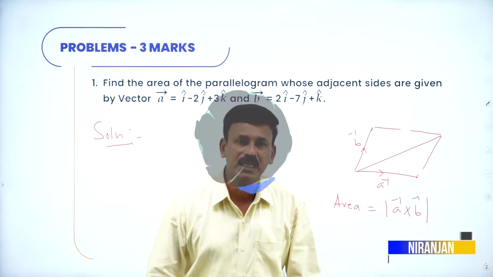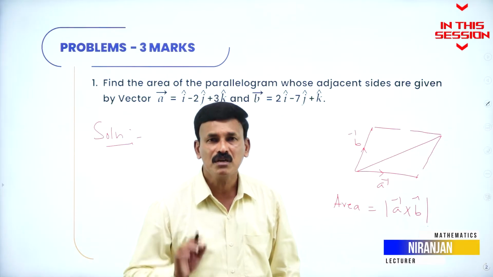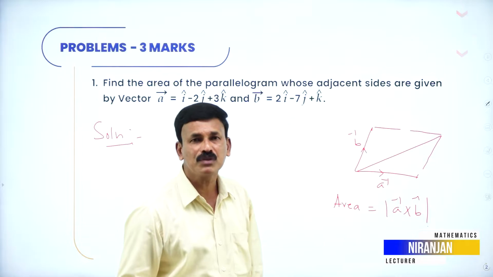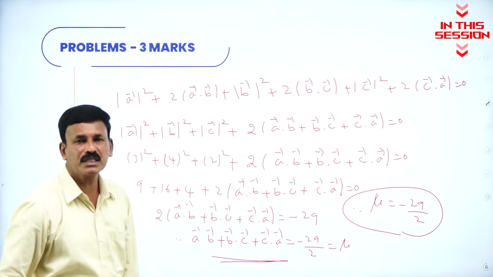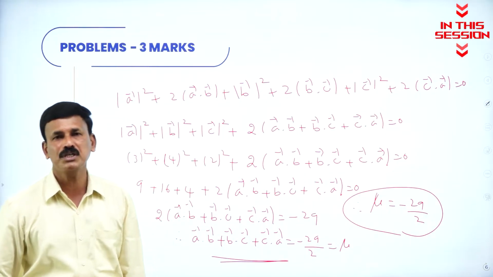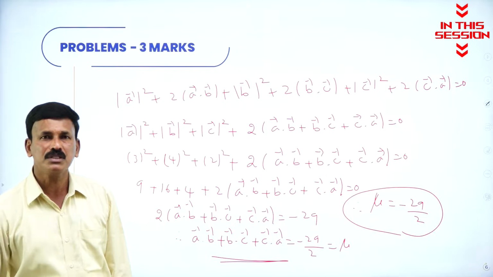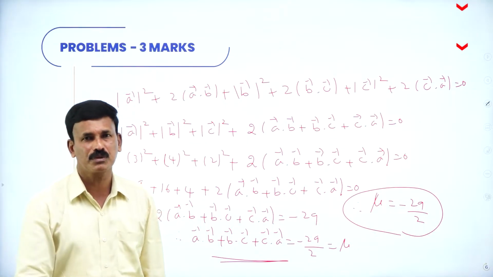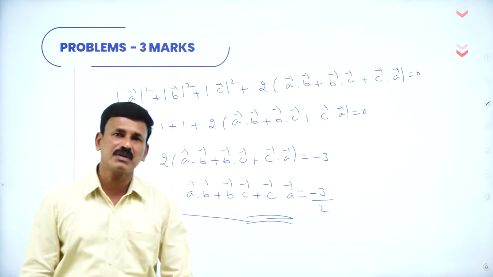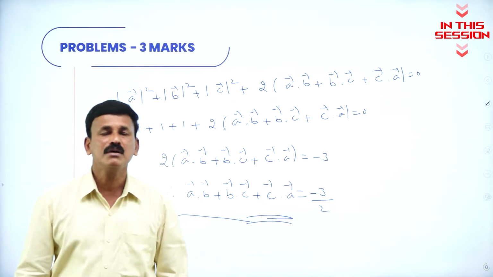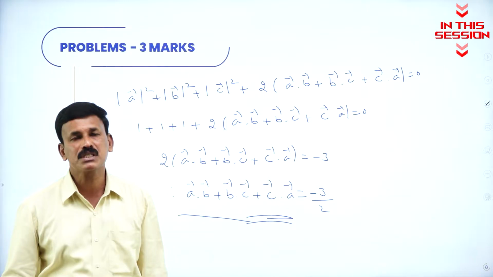For area of a triangle, half into length of A cross B. For area of a parallelogram, whenever the adjacent sides are given, it is length of A cross B. U is nothing but A dot B plus B dot C plus C dot A. This is a very important problem. Vector A dot B plus vector B dot C plus vector C dot A is equal to minus 3 by 2 is the difference.